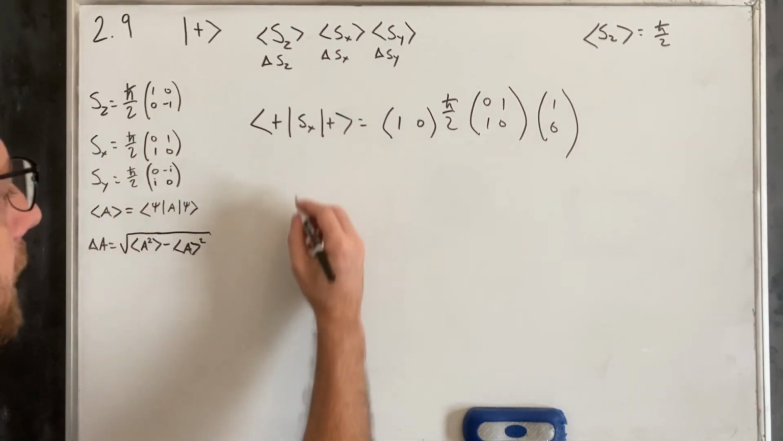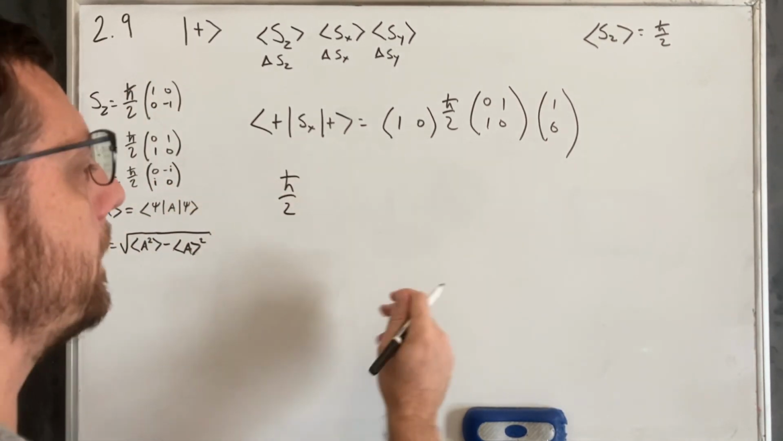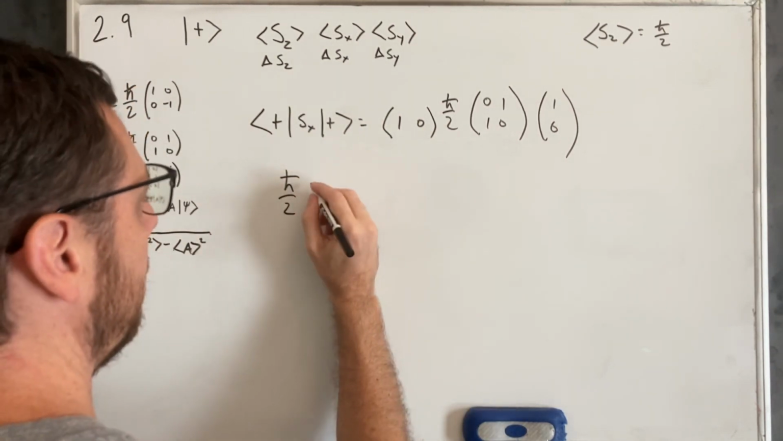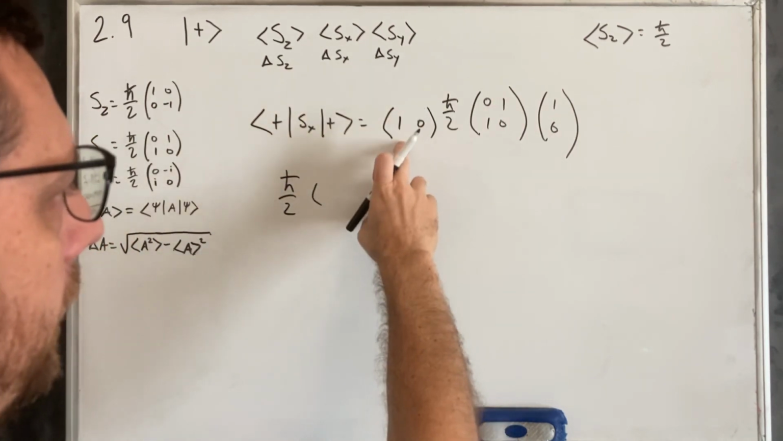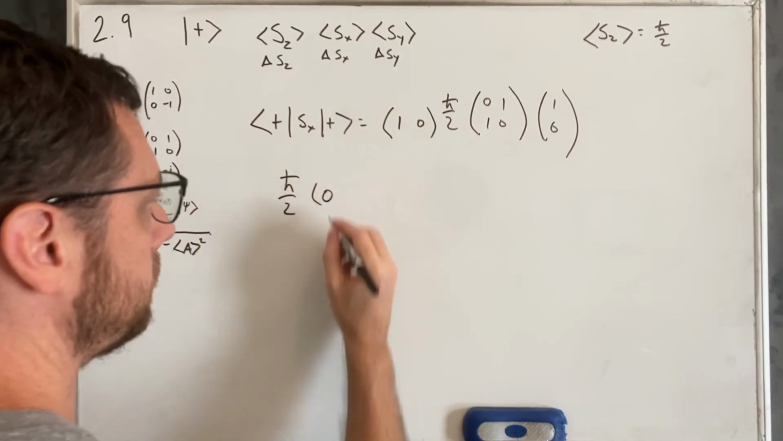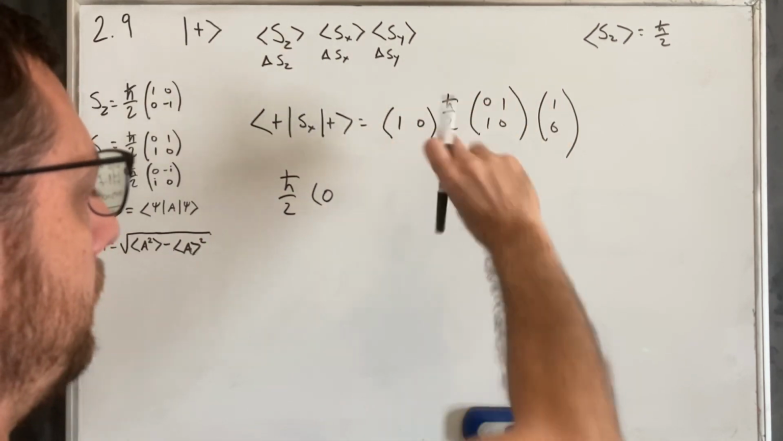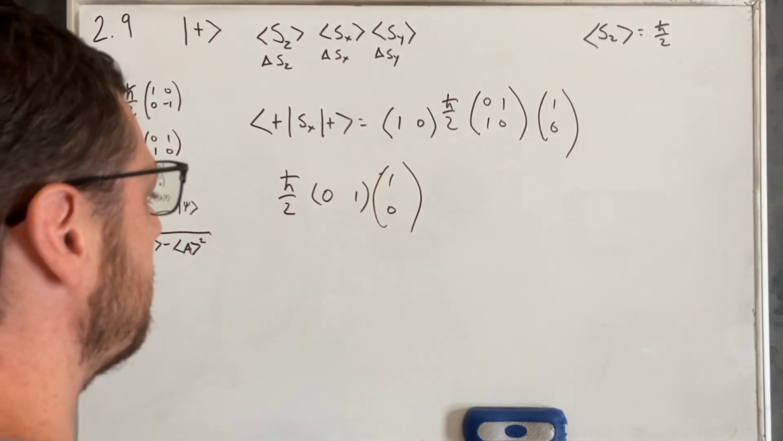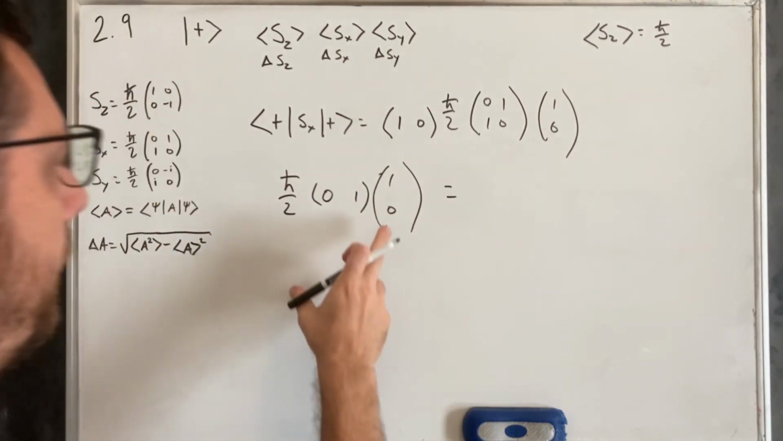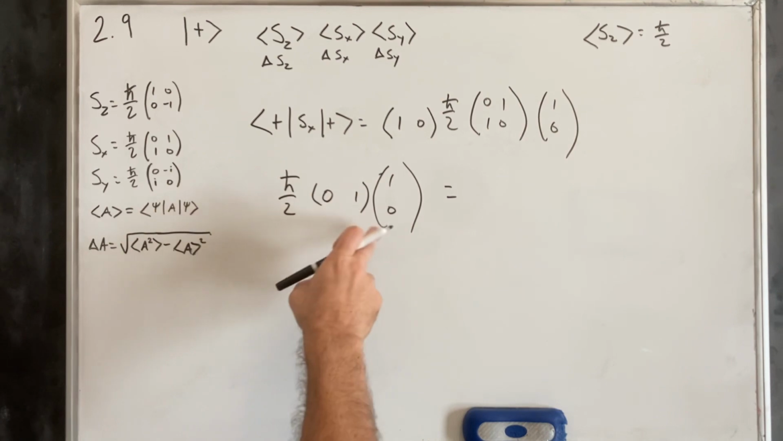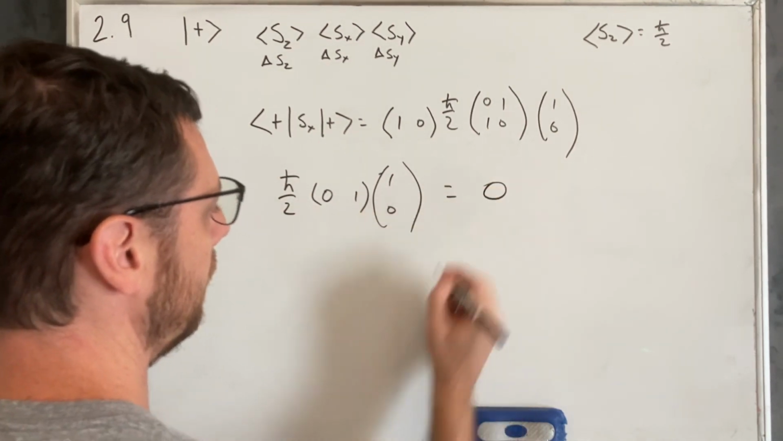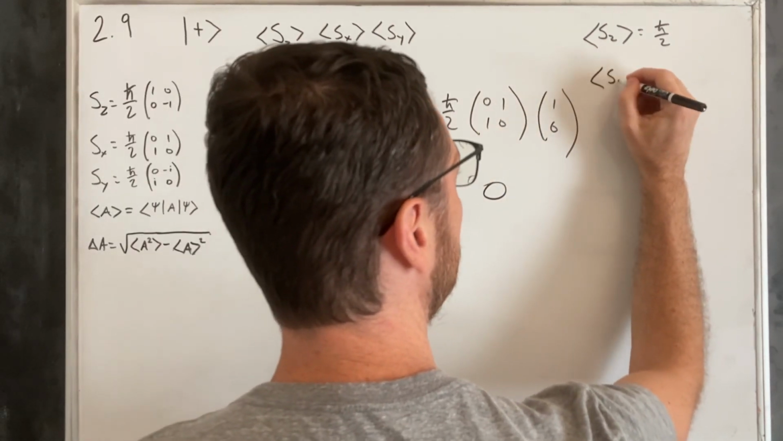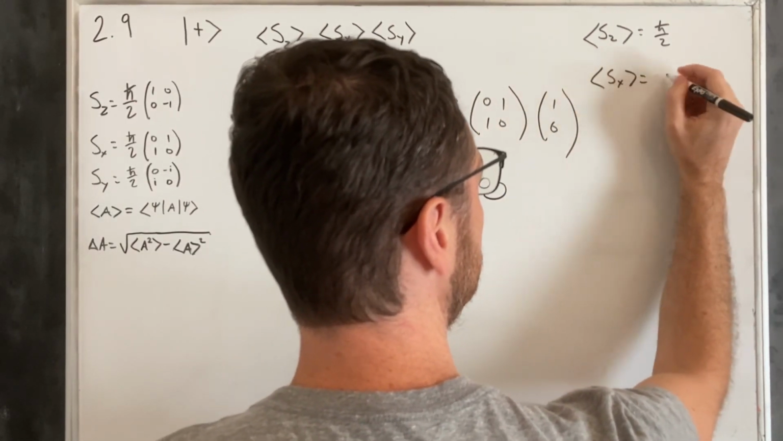Let's pull out the h bar over 2 and do the matrix multiplication first. We have 0 times 1 is 0, plus 0 is 0, and then 1 plus 0 is 1. Then we still have the row 1, 0. Then 1 times 0 is 0, plus 0 gives us 0. So the expectation value for SX is going to be 0.